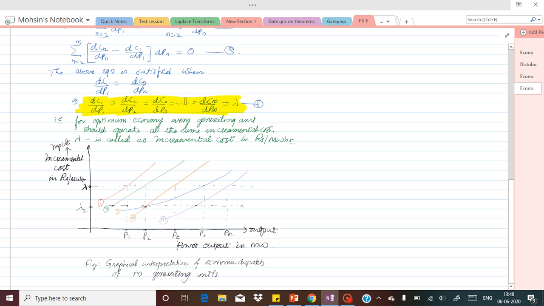This is the incremental cost, and you also need to understand how the allocation of load is done if different constraints are available on the different generating units of the plant. With the graphical representation, we have also tried to understand that concept. So in this video lecture, that's it.